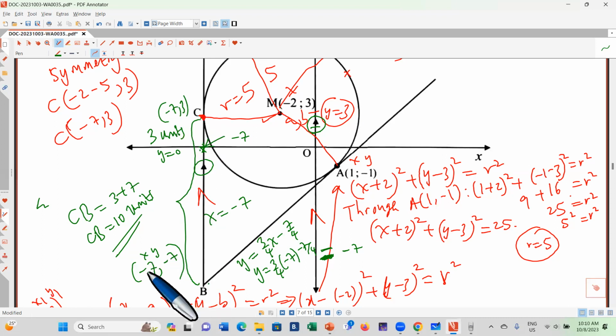x is -7, x is -7. So to get the distance, it's only the y that changes. So it's the one that's going to give us the distance, which gives us 3 plus 7, which is 10 units. Right. So obviously the distance is never negative. So if y is -7 here, you can't say the distance from here is -7. So it must be exactly 7.